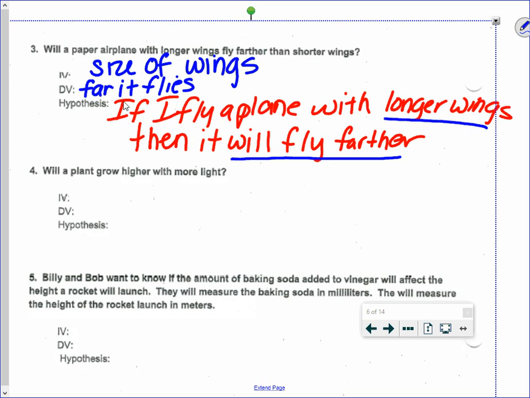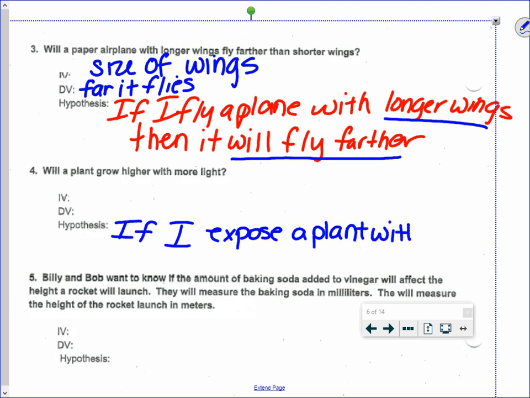How are we doing, folks? Let's do this one, and then we're done. I'm not going to do the last one. Will a plant grow higher with more light? Hypothesis. If. What are you going to do? I expose a plant with more light. Then it will grow higher.